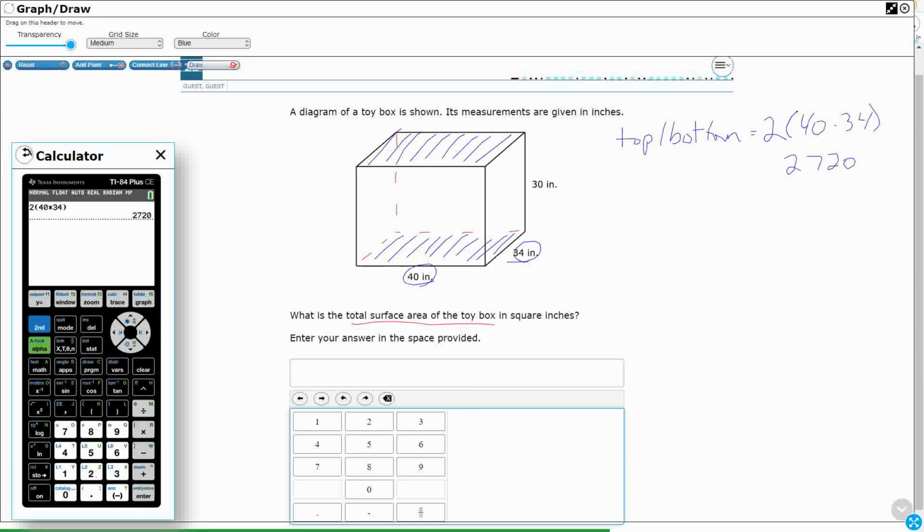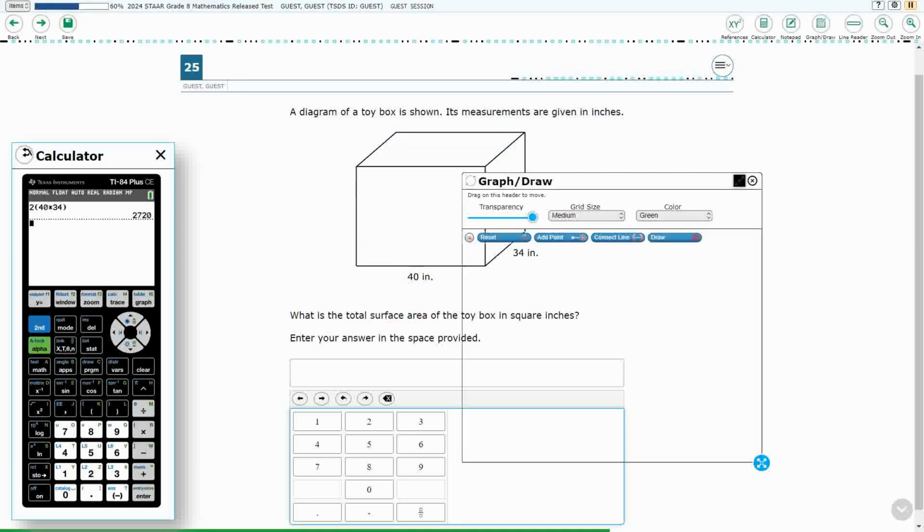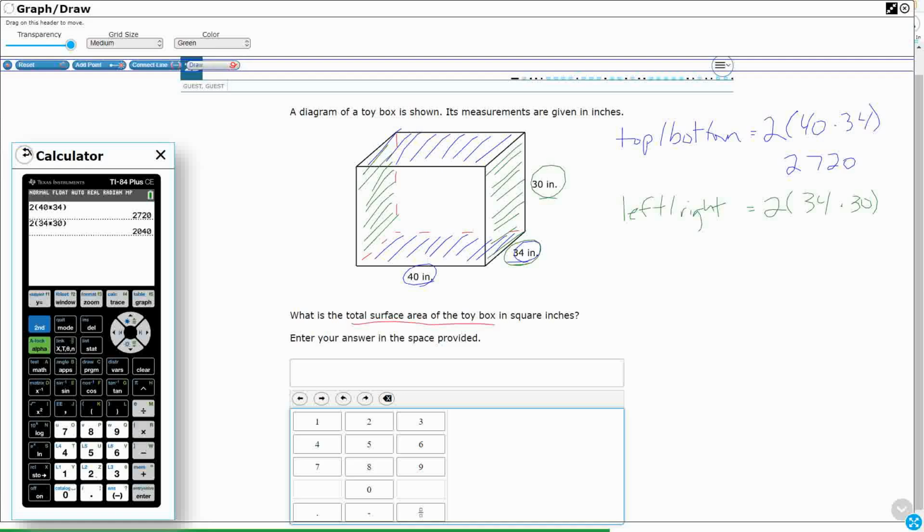2720. Now, let's do left and right. I'm going to make those green here. So, left and right face. What I'm going to do is double the length times width. I've got 34 and 30 there. Let's double 34 times 30. That'll get you 2040.